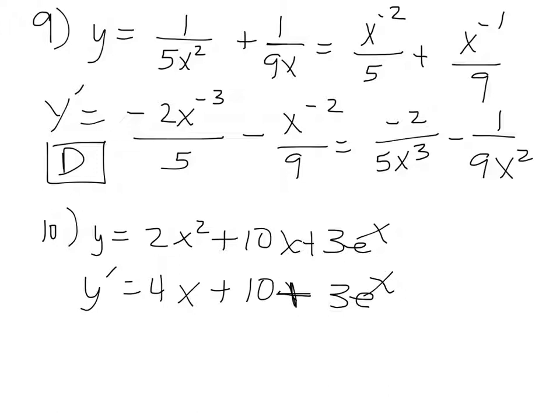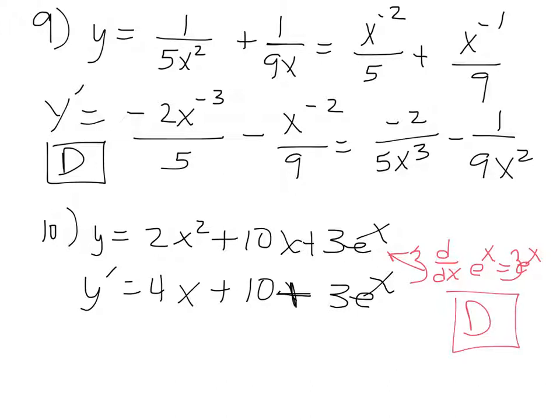Yeah, so remember the derivative of e to the x is just e to the x. Well, I can just pull that constant out front. So that's all I'm doing, pulling that 3 out front, so that's still 3e to the x, and this is D. Man, when in doubt, pick D, huh?